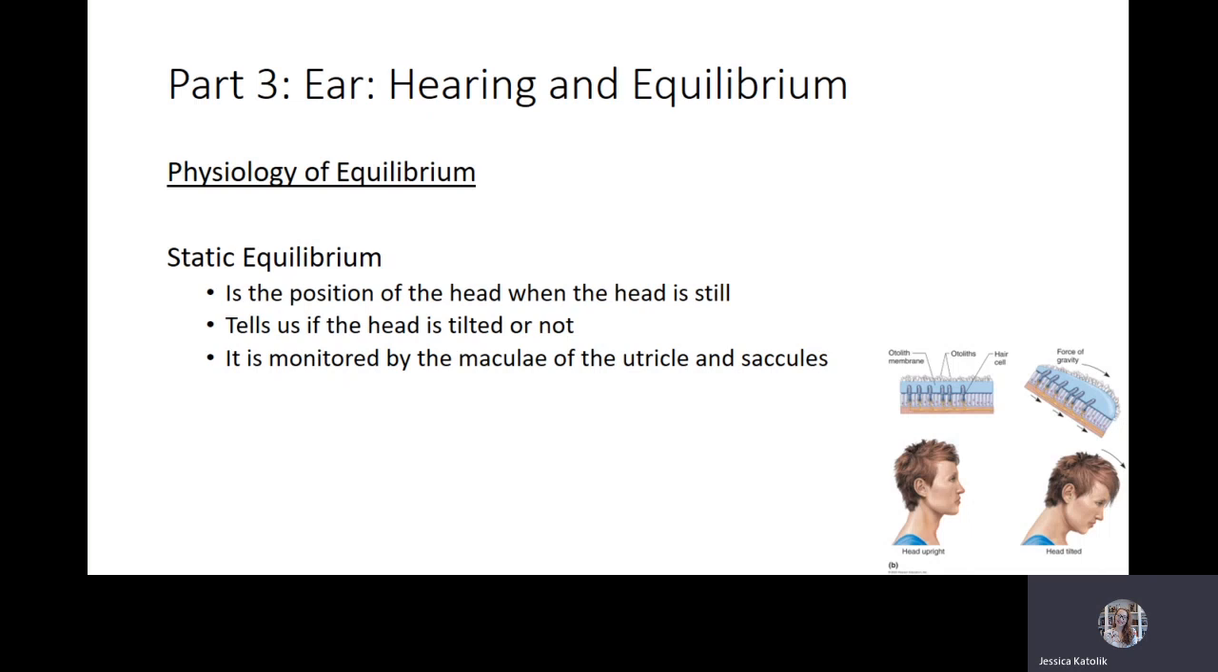So static equilibrium is essentially the positioning of our head when the head is still. So the head is not rotating or moving around. It's just in a single position. And it can tell us whether or not the head is tilted or not. And to be able to identify this positioning of the head, we can use the maculae that are in the utricles and saccules.